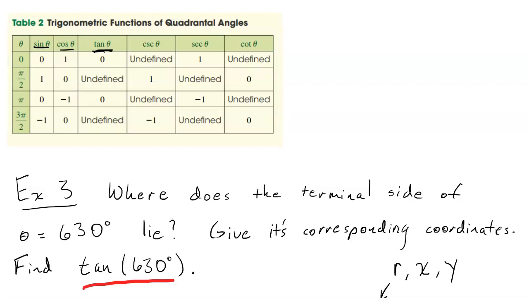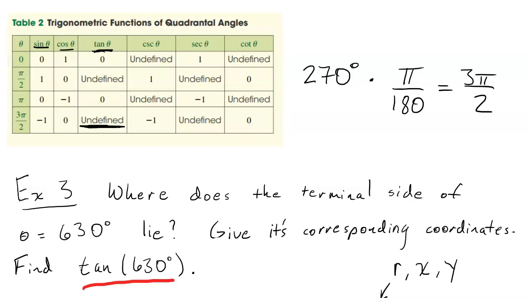of 3 pi over 2 is undefined. And remember, if you have something in degrees, like 630, or really its coterminal angle, 270, you can transfer that to radians by doing pi over 180. So this tells us that 630 degrees is in the same place as 3 pi over 2. So this is a quick and easy way to solve for any trig function for a quadrantal angle.